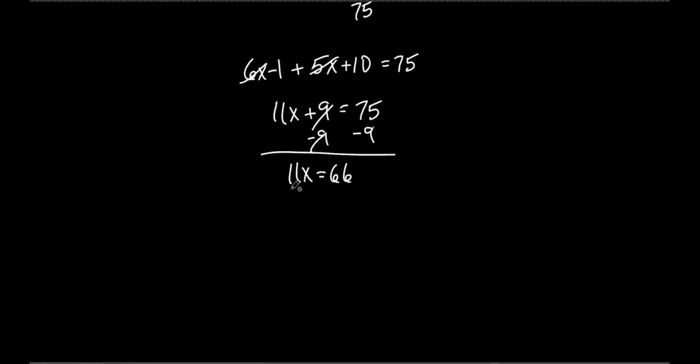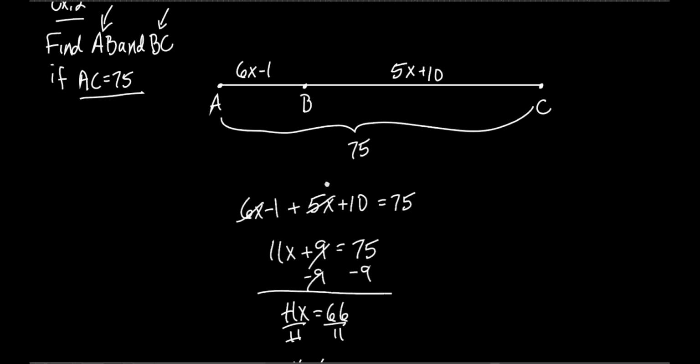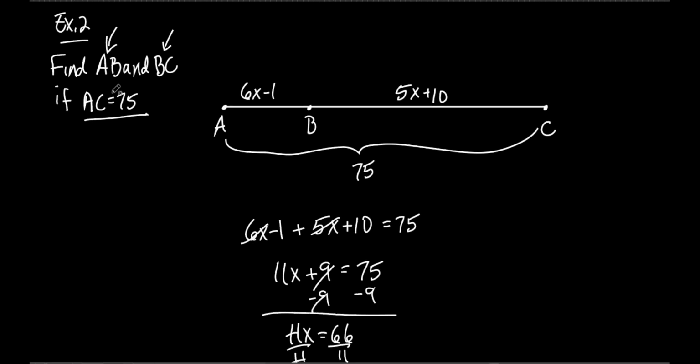Then what do we do? Divide by 11. That cancels. x is 6. Is that my answer? Do I circle it? Do I go to the next problem? Nope. Why? What are they asking for? AB and BC. Okay, AB is not 6, BC is not 6, but x is 6, correct?